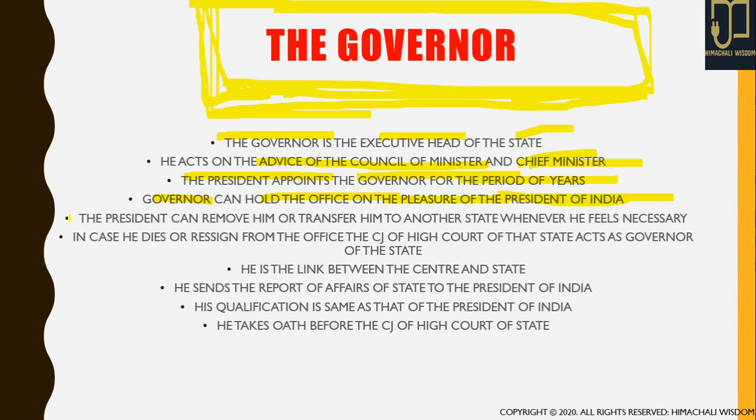It is also in the power of the president to remove the governor of the state, or transfer him to another state whenever he feels necessary. In case the governor dies or resigns from the office, it is the duty of the chief justice of the high court to take up his post. Just like at the central level, on the resignation of the president, the chief justice of the Supreme Court works as the president. In the same way, if the governor resigns or dies, the chief justice of the high court would do the same.